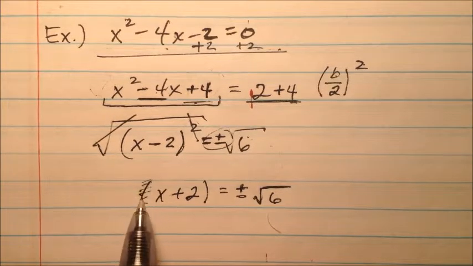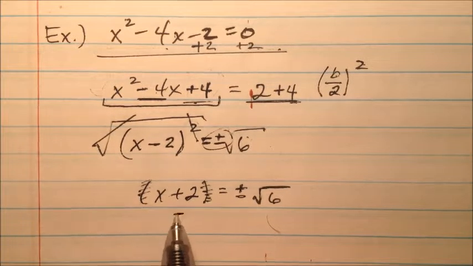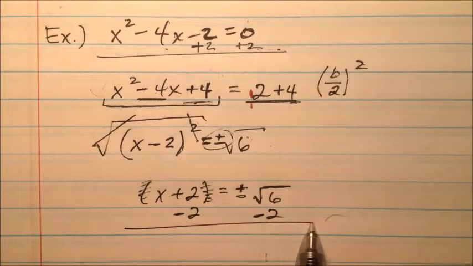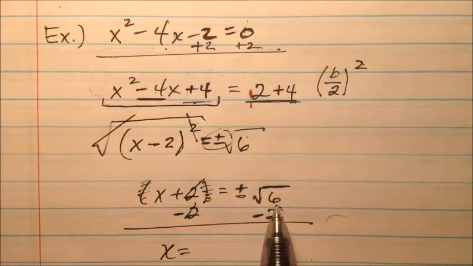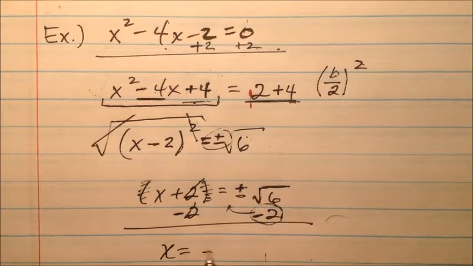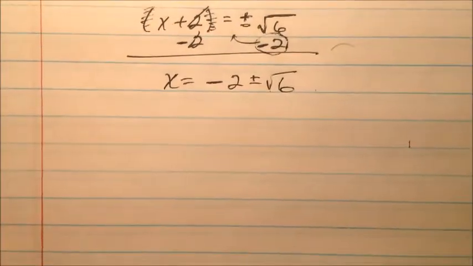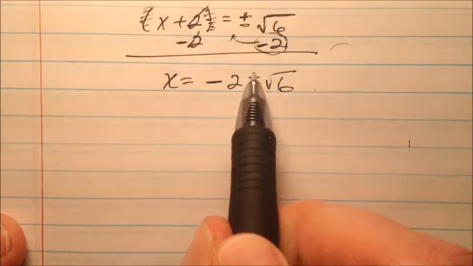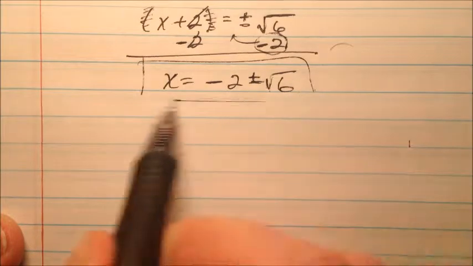Okay, so we can get rid of these parentheses now, since we undid all that business. So I can add 2 to both sides in order to isolate my x. So it'll be x equals. And remember last time I put this in front, so negative 2 plus or minus the square root of 6. So it depends on who your teacher is and what they really want this to look like, but this is okay.